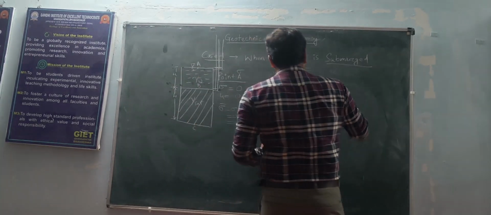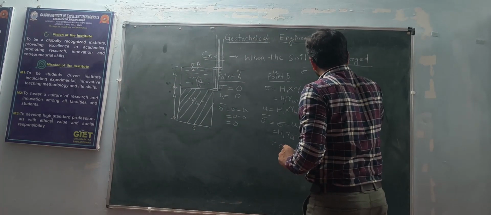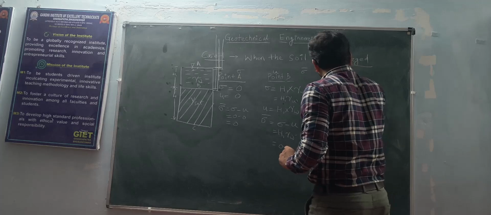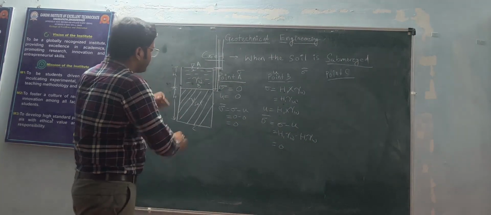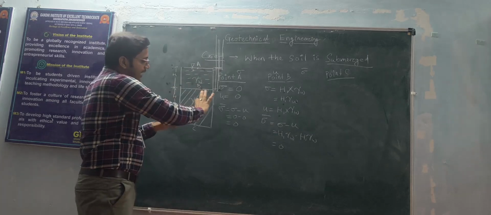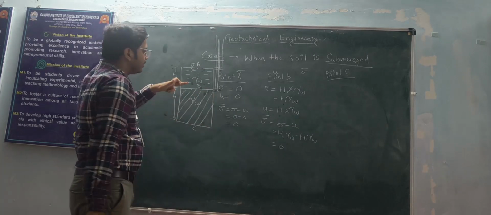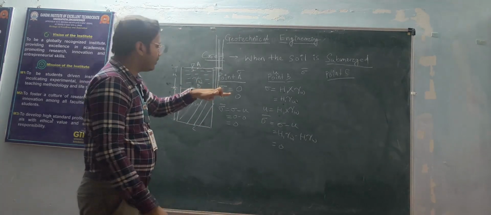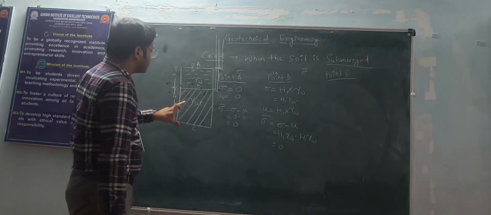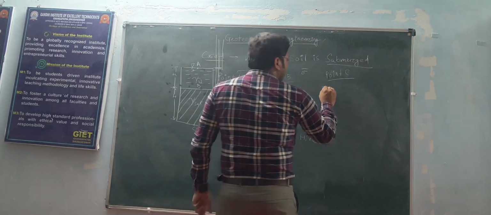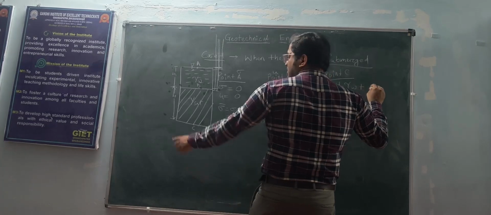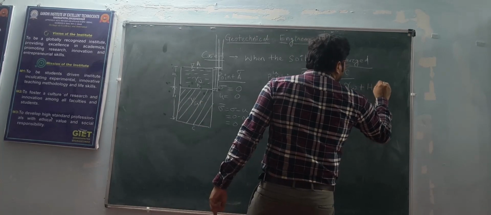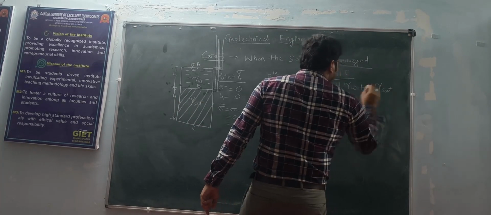At point C, the sigma will be this much of water and this much of soil. So H1 into gamma W plus H gamma sat. So sigma will be H1 gamma W plus H gamma sat, and U.